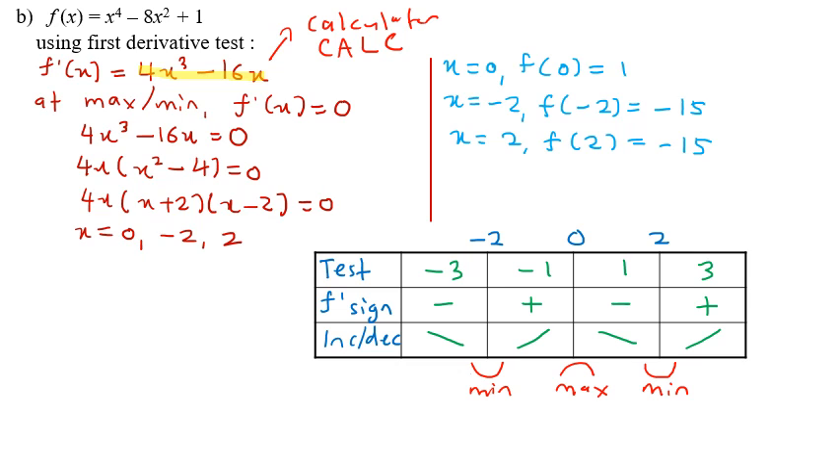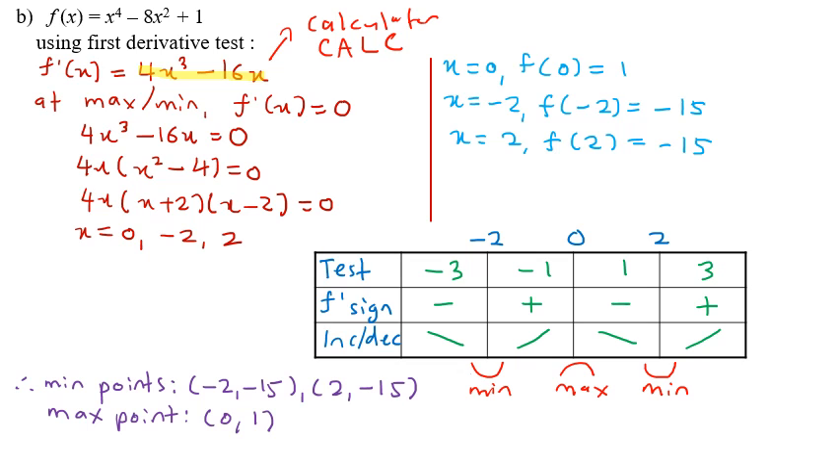So after we determine which one is minimum and which one is maximum, then we can conclude that the minimum points would be the points negative 2, negative 15, and also 2, negative 15. And then for the maximum point, it is at the point 0, 1. So this is using the first derivative test.